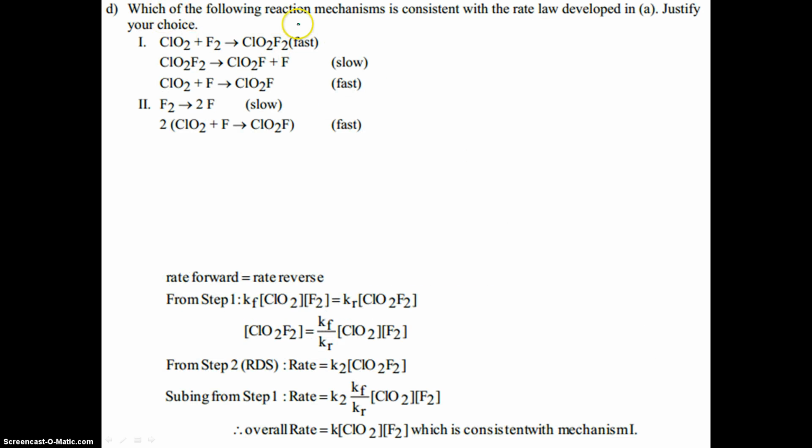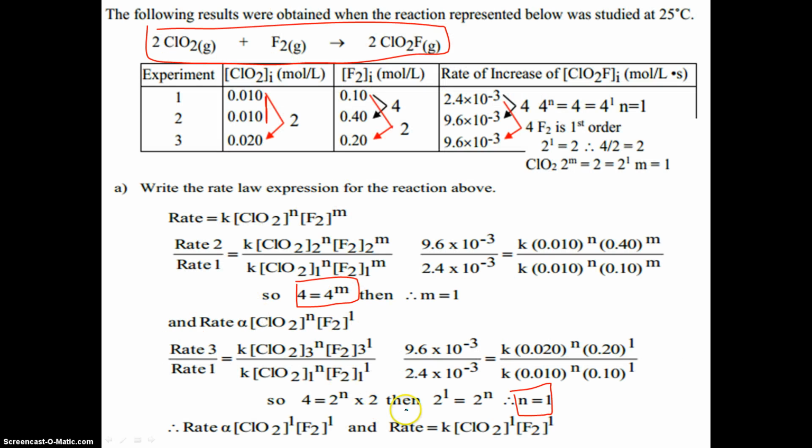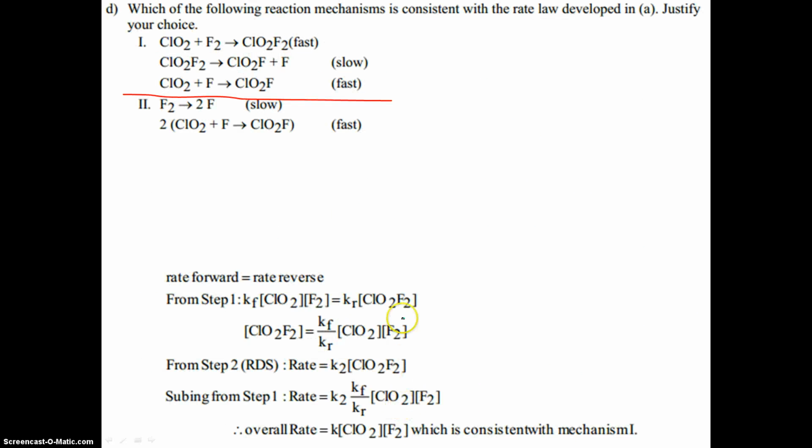And finally, which of the following reaction mechanisms is consistent with the rate law developed in A? So like I said before, reaction mechanisms, they're just guesses, right? And they're highly educated guesses. So as long as a reaction mechanism works or it makes logical sense, we can use that as a correct mechanism. So here we have 2 proposed mechanisms, and we're just trying to figure out which one is consistent with our rate law, which is this right here. So which one fits that right there?